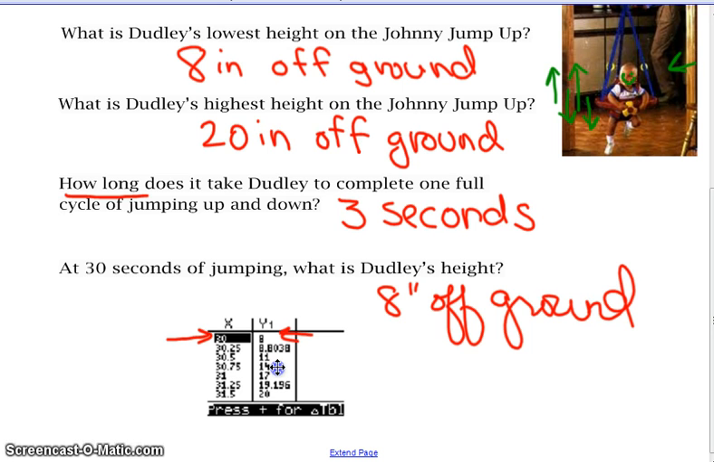So hopefully this gives you a little better idea about what's happening in terms of using your calculator to help you with some of these really cool, practical questions.